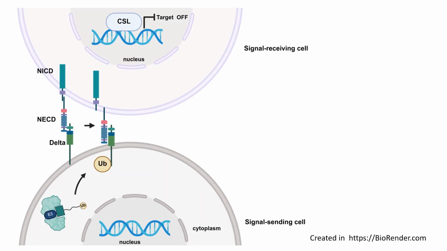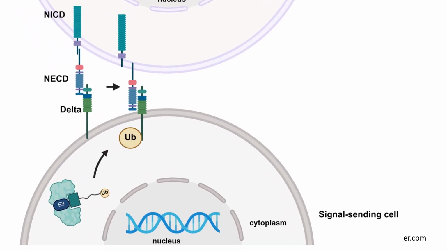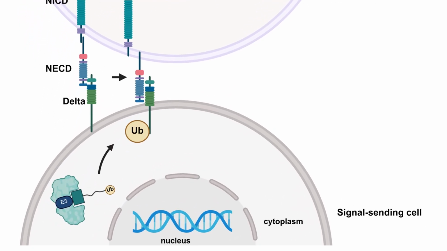Step 2. There is a ubiquitination of the delta by an E3 ligase. So the delta ligand is ubiquitinated. This also leads to the exposure of some amino acid sequences between the notch receptor.